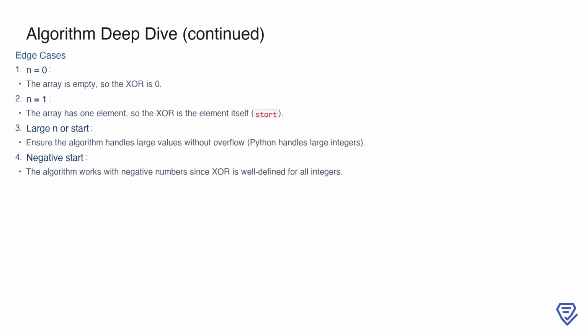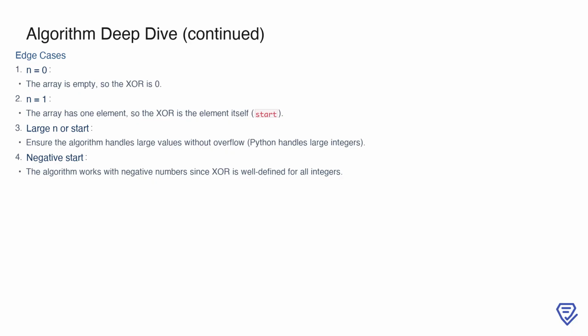When implementing the algorithm, it's important to handle edge cases. For example, if n is 0, the array is empty, and the XOR result should be 0. If n is 1, the array contains just one element, so the XOR result is simply the value of start. For large values of n or start, Python's ability to handle arbitrarily large integers ensures that the algorithm works without overflow.